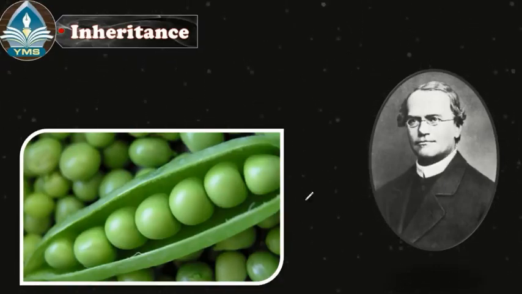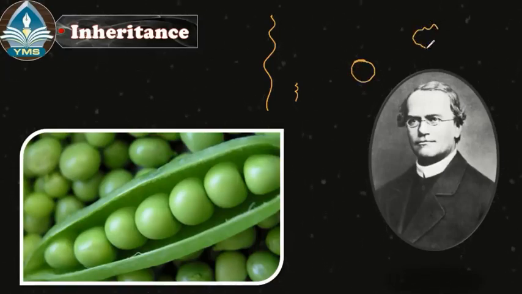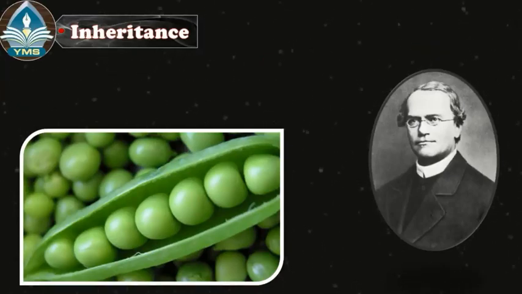Also, the characteristics of pea plants are contrasting. So you have tall plants and you have short. You have round seeds and you have wrinkled seeds. You have yellow seeds, you have green seeds, you have flowers which are pink, and so you have many different contrasting features which you can see clearly and study.